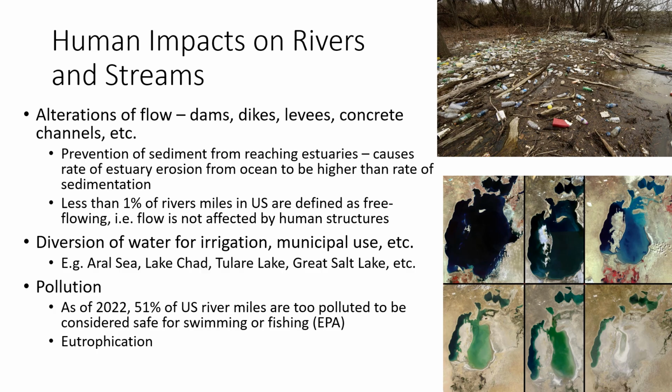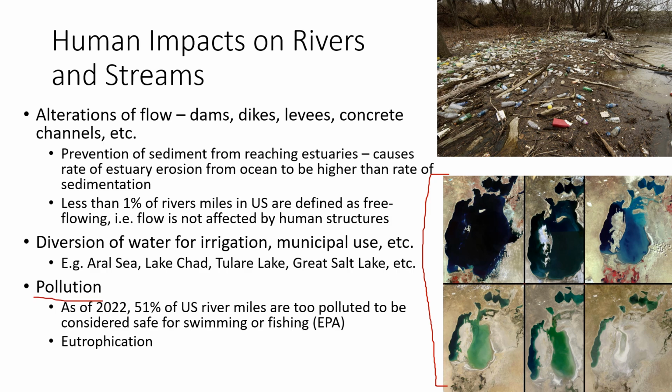Diversion of water for irrigation. Some examples include Lake Chad, Tulare Lake, Great Salt Lake, but the one that I have over here is the Aral Sea on the border of Kazakhstan and Uzbekistan in Central Asia. And we can see the loss of the Aral Sea even since the 1970s or 1980s when the first satellite images were taken.